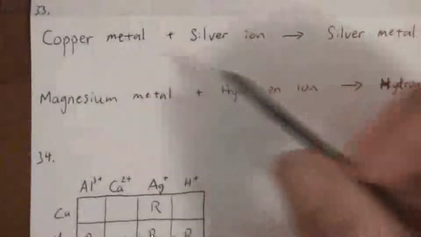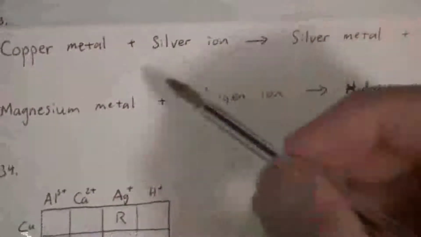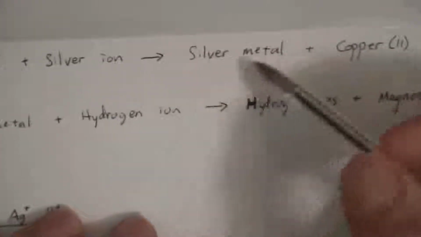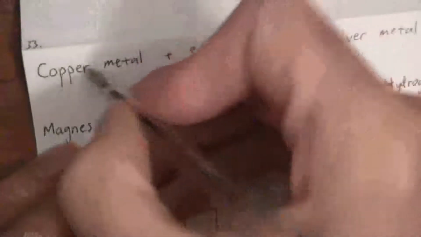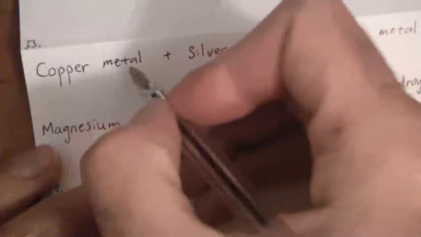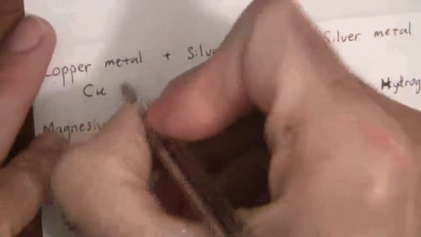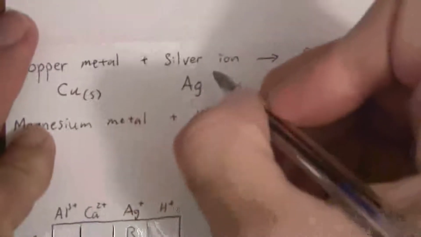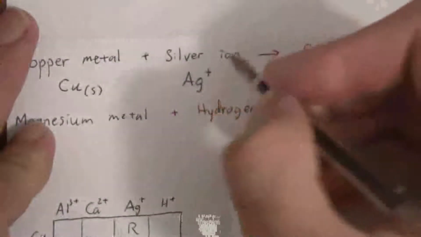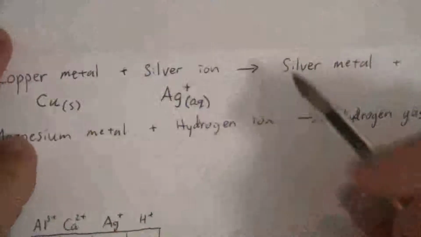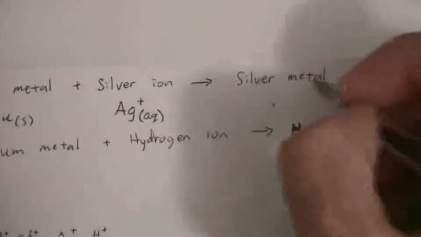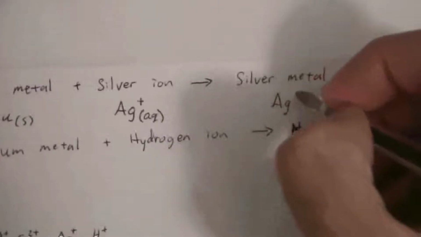What we have when we're putting in these equations is the copper metal plus silver ion to produce silver metal plus copper 2 ion. It's pretty straightforward. Anytime we're talking about the metal, it'll have a 0 charge, and that's the solid copper. Then the silver ion is the charged particle, and therefore it is aqueous, because that was the solution that we added to the actual metals. Then we produced silver metal, so now the silver is the one that has a 0 charge.